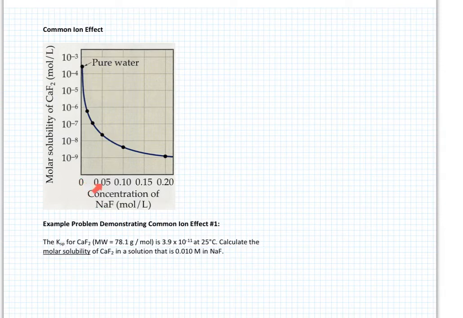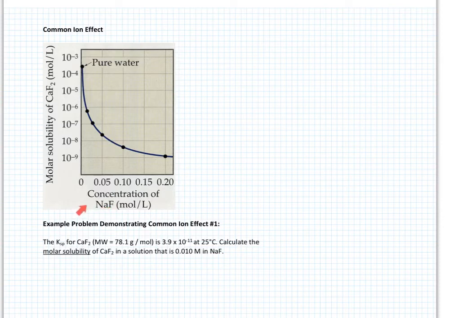So if we go from 0 to 0.05 molar, which is not a very high concentration, the solubility drops by nearly 4 orders of magnitude. That's a factor of 10,000 drop in solubility. And of course, as we keep increasing the concentration of sodium fluoride, the solubility continues to drop. The KSP is not changed. That's a constant. But the solubility is radically different if we are in a solution of something that contains a common ion. The fluoride is the common ion. So that's the idea behind the common ion effect.